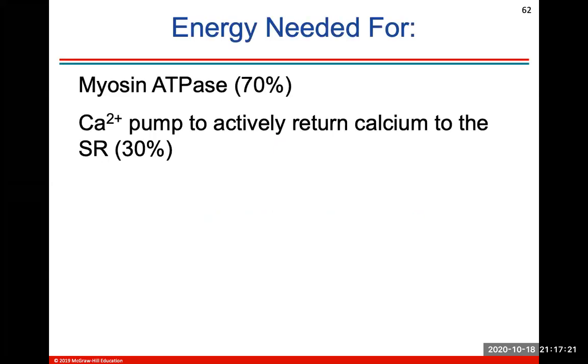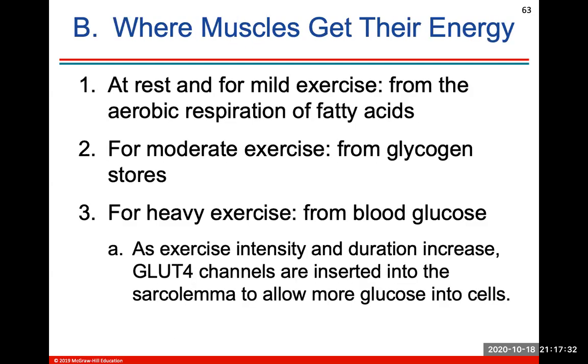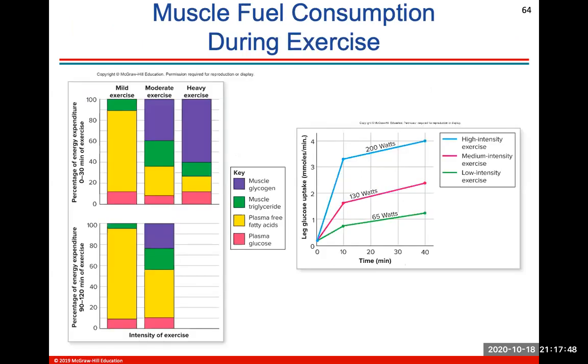Energy requirements of skeletal muscle. So basically, all I want you to know is that for energy to contract, it needs ATP and calcium. And I'm going to kind of skip over the rest of this. Well, a couple things you should know then. Sorry, that you can get energy from glycogen stores for moderate exercise, and for heavy exercise, you can get it from blood glucose.